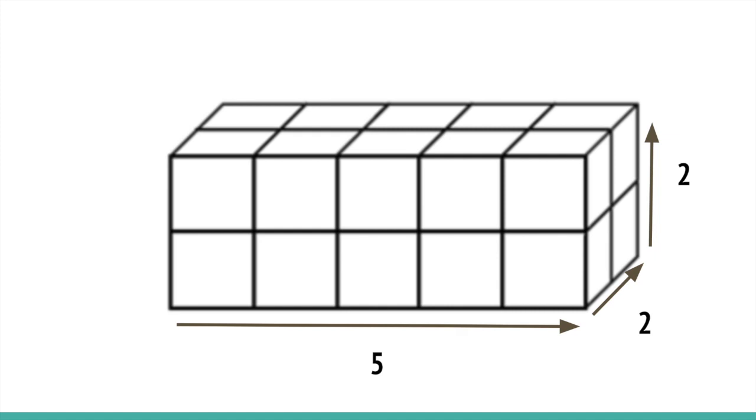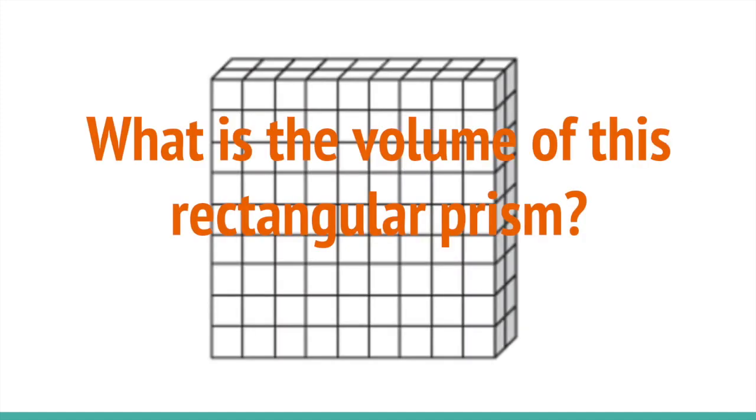You can see here that on the bottom you have a layer of 10, and you have another layer of 10 on top of that, which is 20. Now try this one. What is the volume of this rectangular prism?